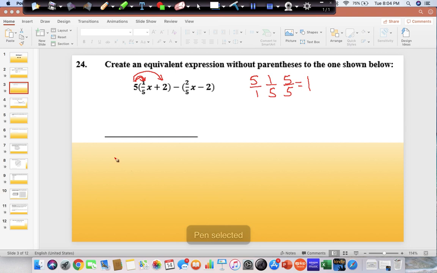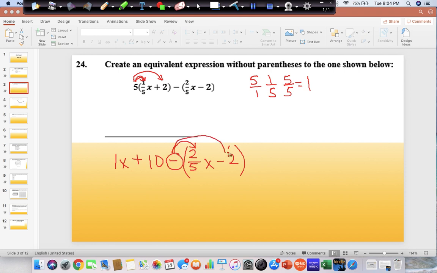Okay, so 5 times 1/5 x equals 1x, and then 5 times 2 gives us 10, and then over here we still have 2/5 x minus 2. We would still have the parentheses on this side. What you could do is distribute this negative sign, or the minus sign, to both the 2/5 x and to the negative 2. So it would look like 1x plus 10 minus 2/5 x plus 2.